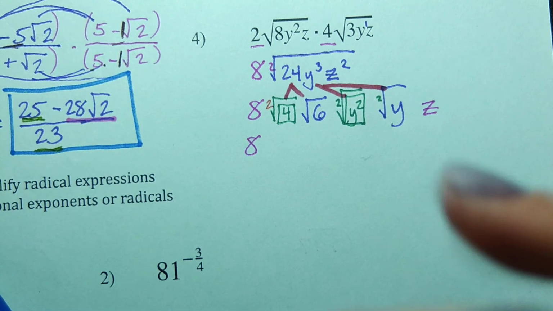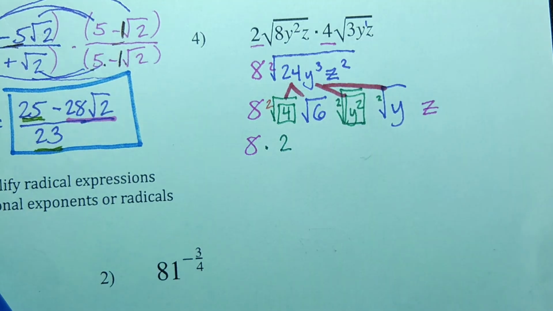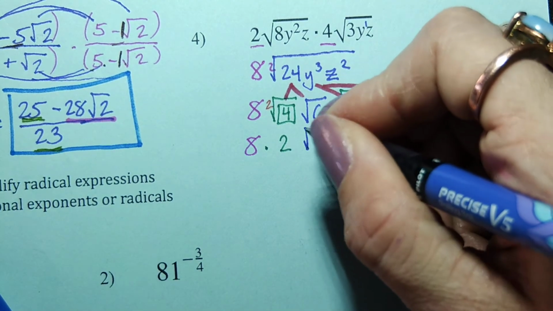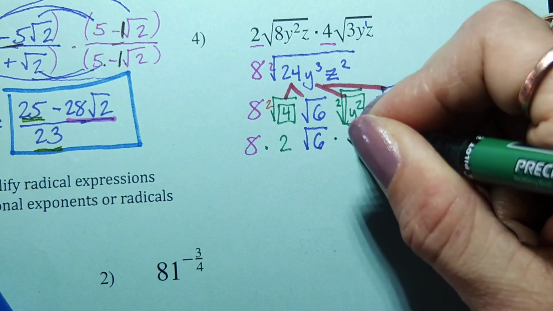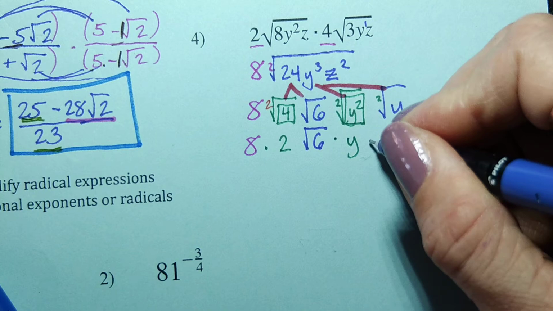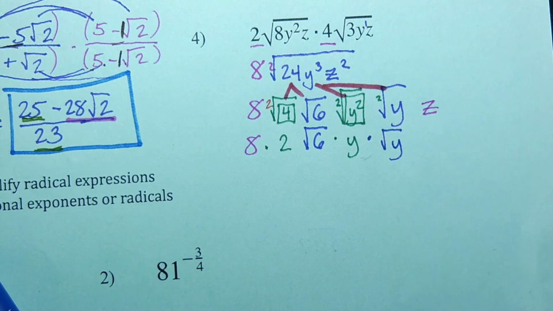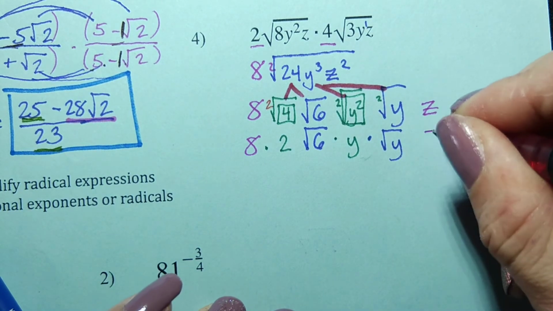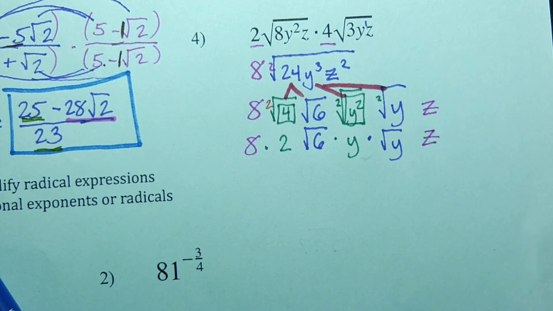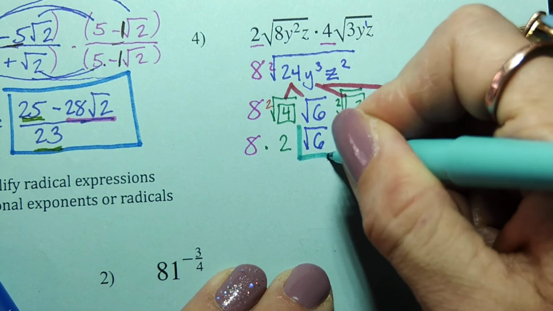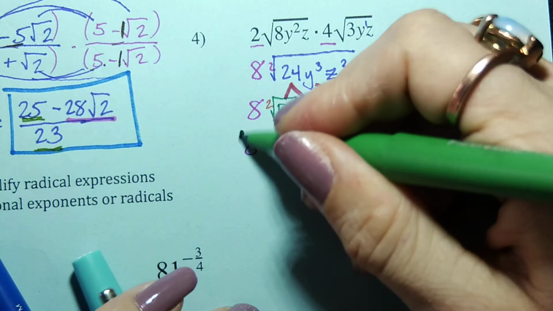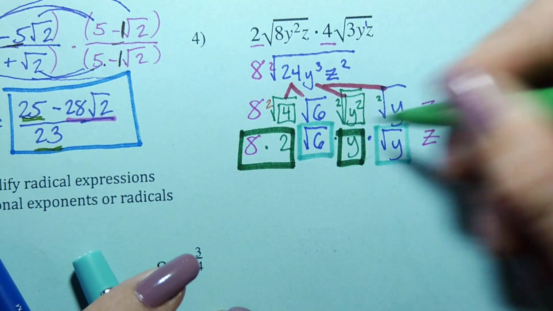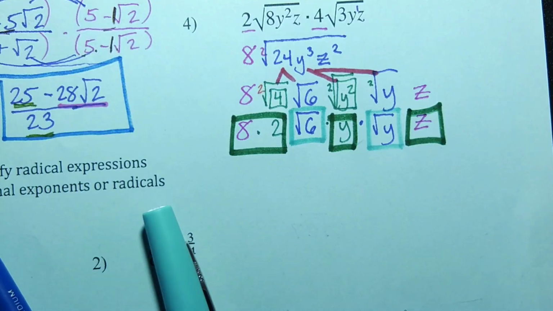The square root of 4 is 2, joined by multiplication. Radical 6 stays radical 6. The square root of y squared is y, and then I've got this y left under the square root, and the z on the outside. So from here, I want to put my radical stuff together, and my outside stuff together. These are all joined by multiplication, so I can shuffle it.